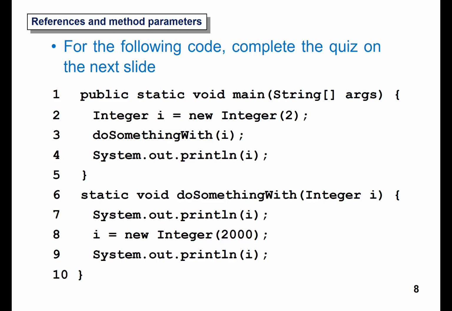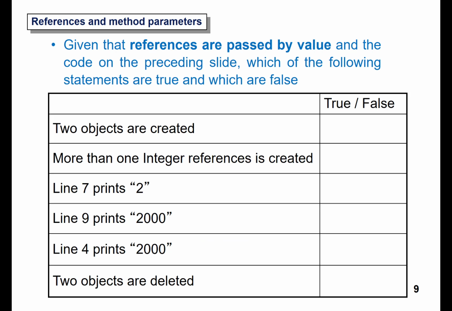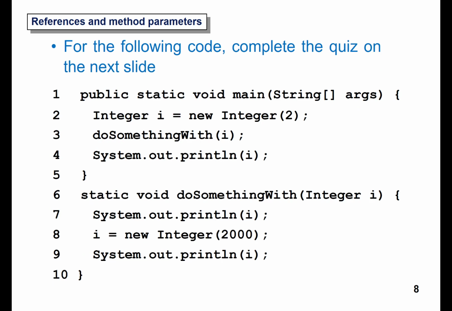Okay, so let's have a look at those questions one more time. Let's have a look at the first question. Are two objects created? Let's have a look at what's happening in the computer program. What we're looking for are the new keywords. Here we have one new keyword and we have a second new keyword here. So the answer is two. Two objects are created.